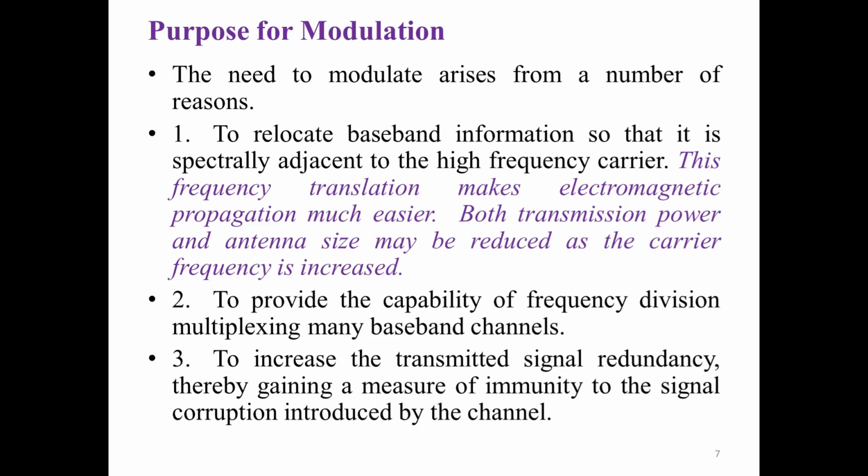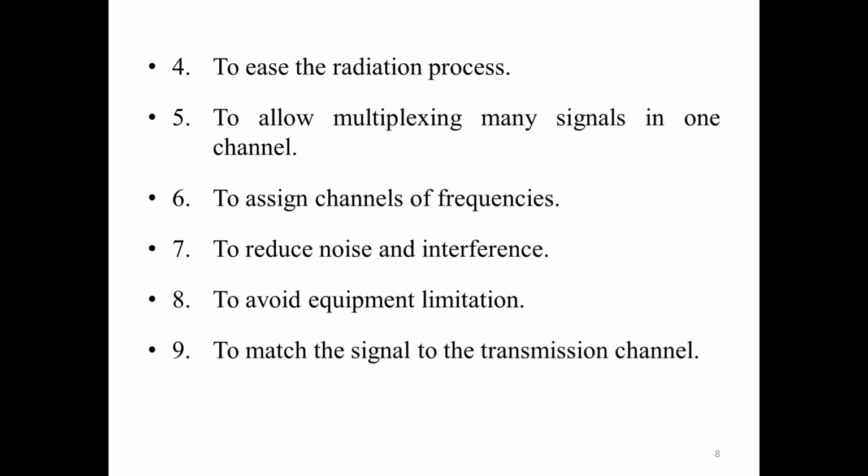Purpose for modulation. The need to modulate arises from a number of reasons. 1. To relocate baseband information so that it is spectrally adjacent to the high-frequency carrier. This frequency translation makes electromagnetic propagation much easier. Both transmission power and antenna size may be reduced as the carrier frequency is increased. 2. To provide a capability of frequency division multiplexing many baseband signals. 3. To increase the transmitted signal redundancy, thereby gaining a measure of immunity to the signal corruption introduced by the channel.